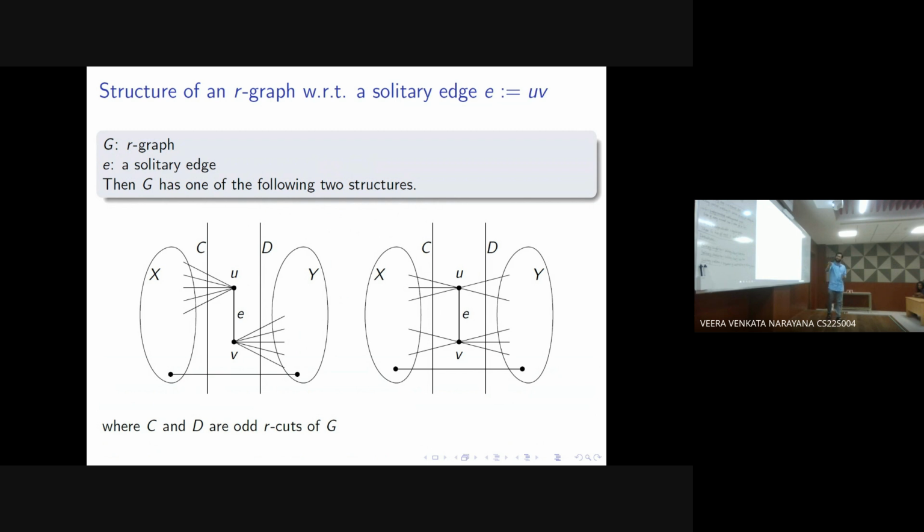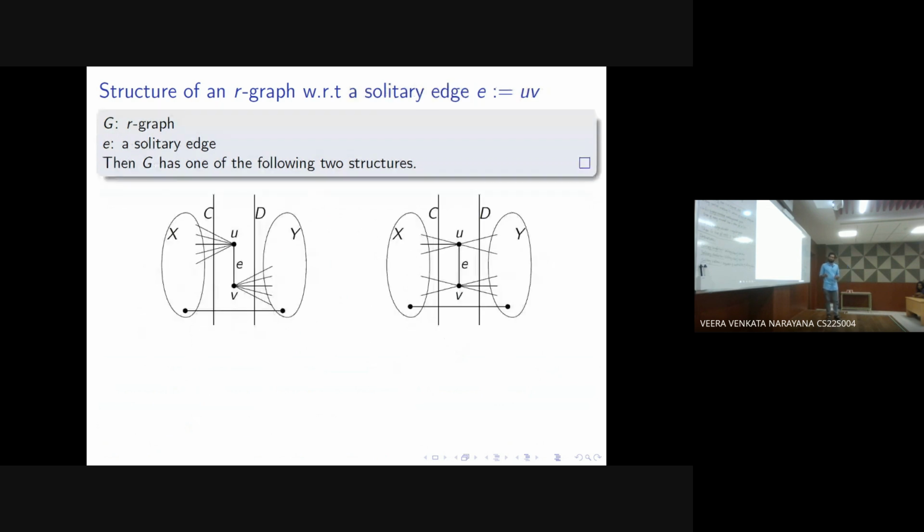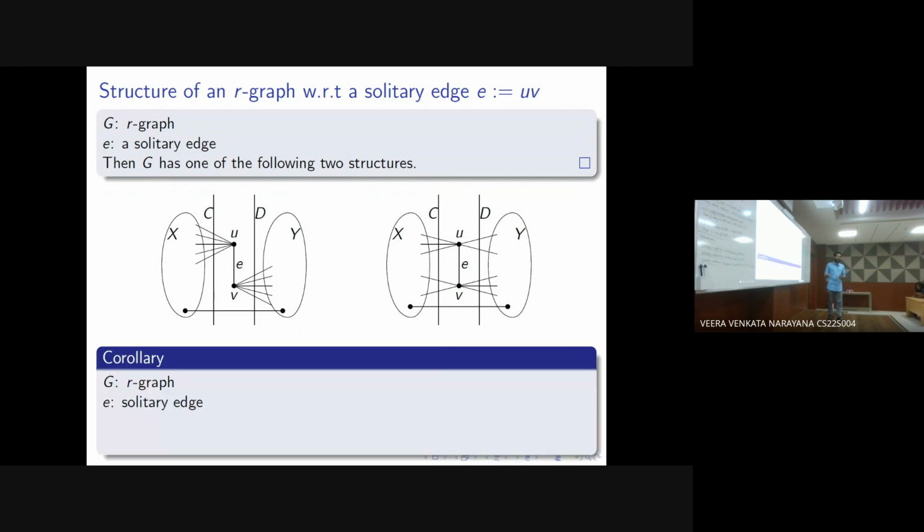So we came to know the structure of the graph, just to prove that if an r-graph has a solitary edge, then it is r-edge-colorable. Now let's prove that. Before going to that, we can see an immediate consequence of this. If you take any r-graph that has a solitary edge, and M_e is the unique perfect matching containing edge e, then the multiplicity of each edge in this perfect matching is exactly 1.